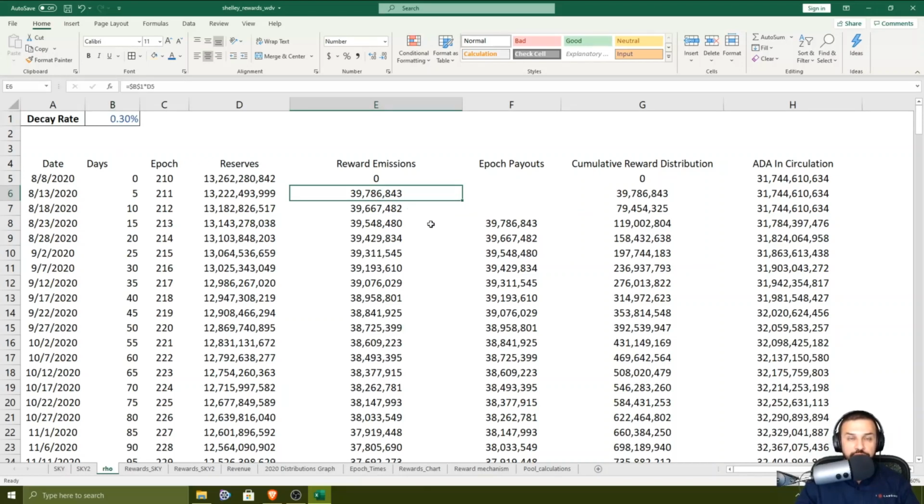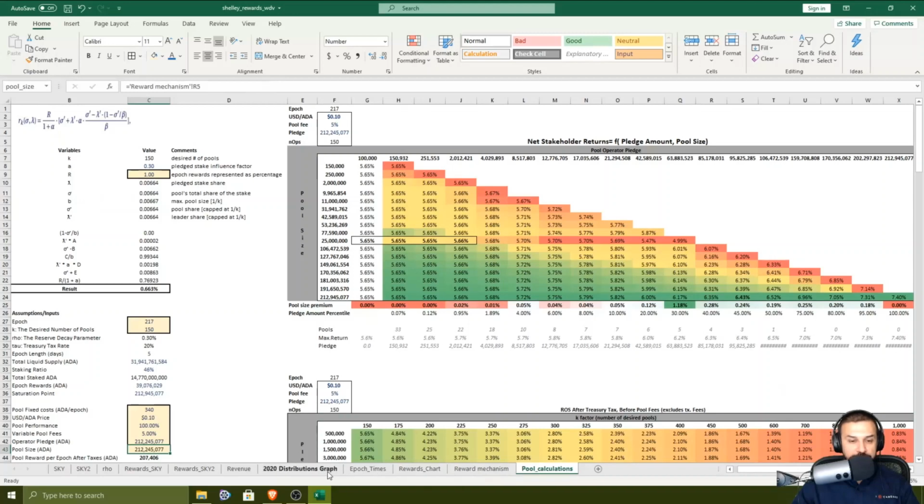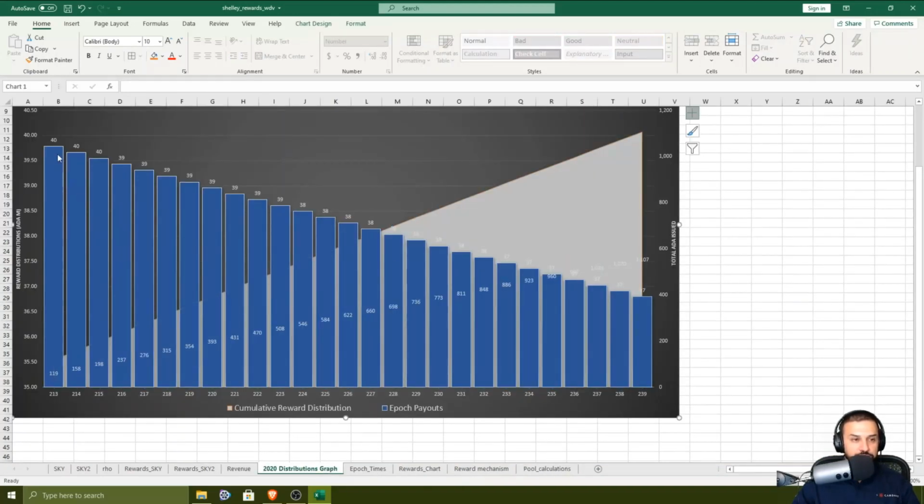Now, there's one particular interesting thing about the emissions and the reserves, and that is their level goes down as time progresses. And the best way to show it is to see it graphically, to be honest. And I have created something like that over here. You see that as time progresses, the rewards get smaller and smaller, and that is because the total amount of the reserves is getting smaller and smaller. So that's one peculiar dynamic of rewards.